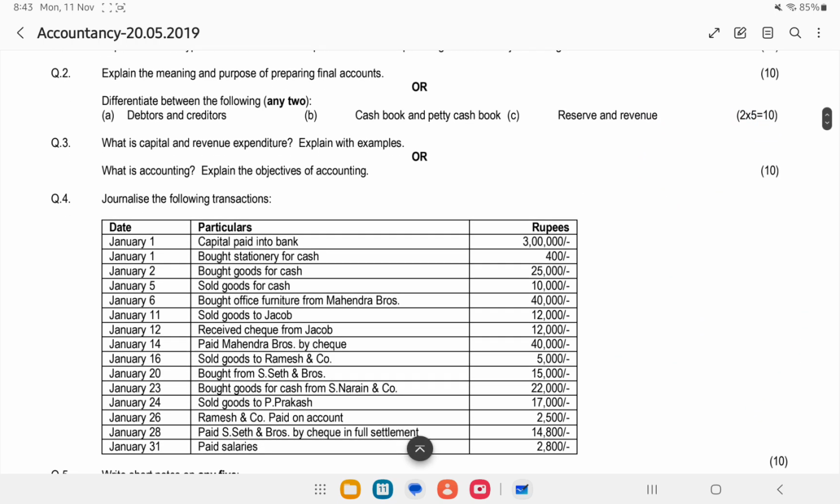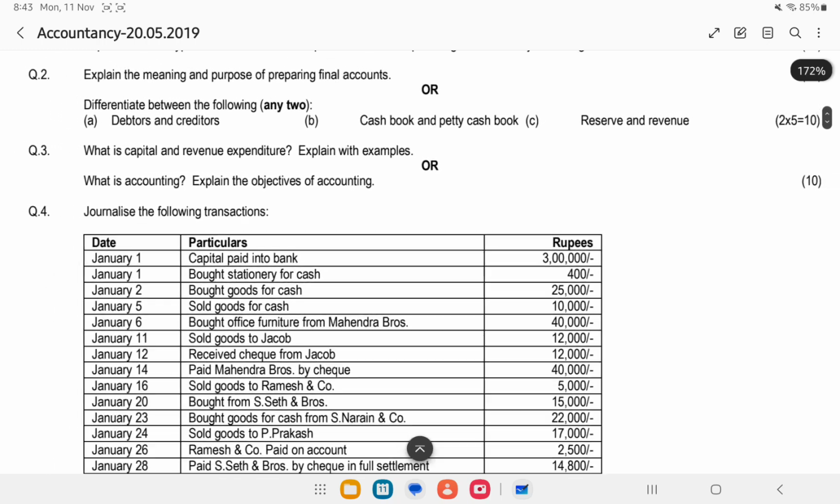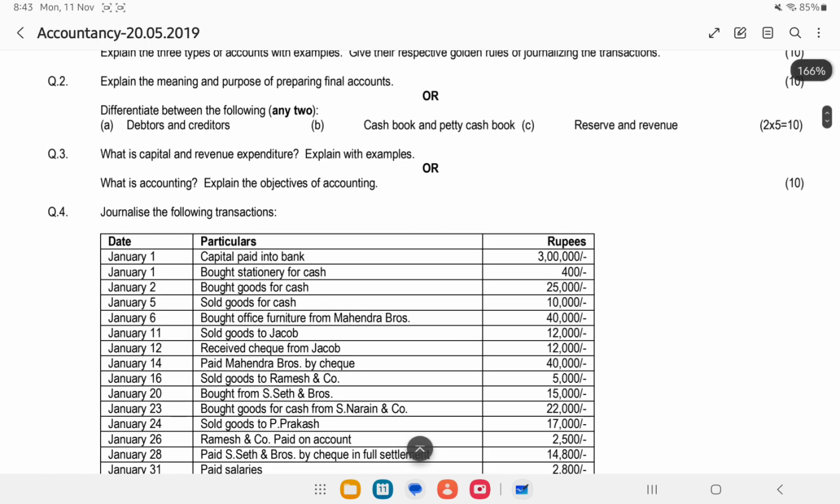Now we can see the next question. Explain the meaning and purpose of preparing final accounts. You know what final accounts are? Write the meaning, write the purpose.